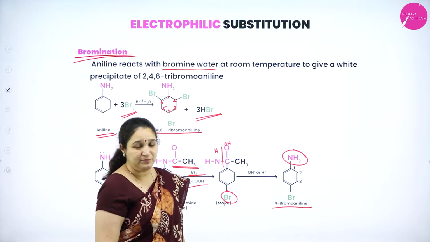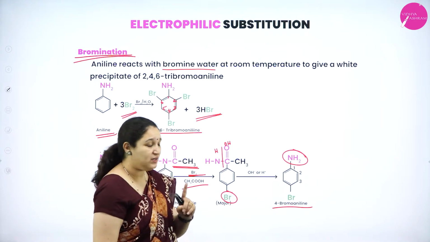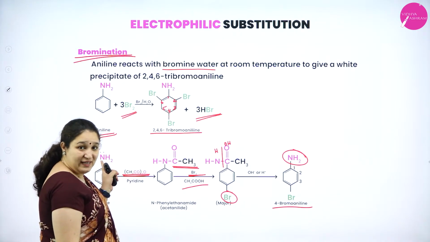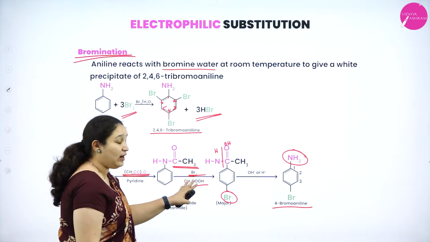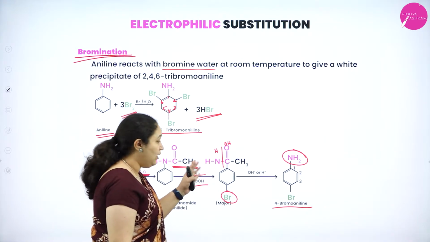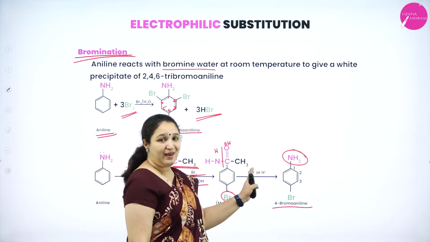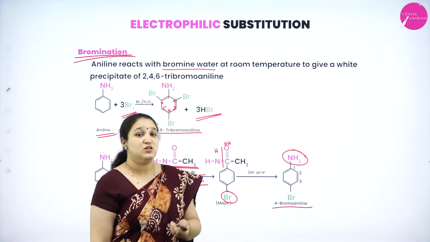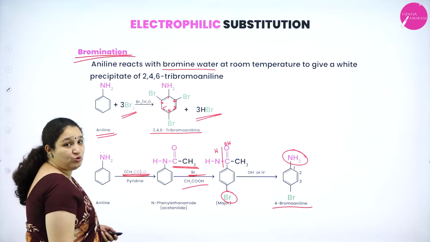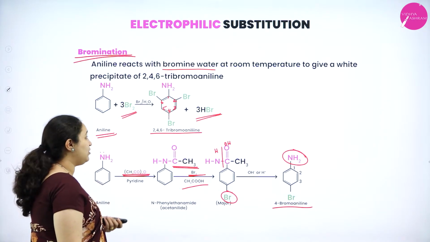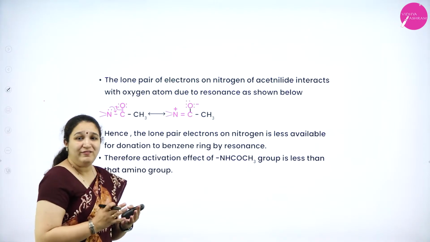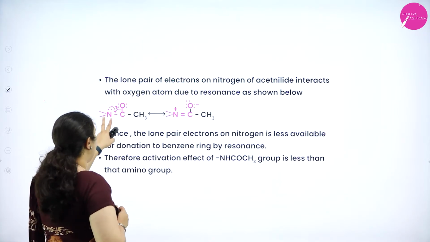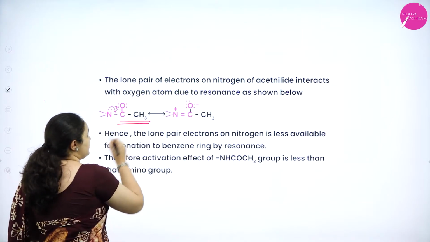So you got a mono-substituted product. Always remember, for a mono-substituted product, the NH2 group should be protected by acylation reaction. Then you have to do whatever substitution you want to do, and then the end product again has to undergo hydrolysis to get back the NH2 group. Okay. So why exactly does the NH2 group become less reactive on protection? When we protect this NH2 group, we are doing acylation. So nitrogen is now attached to COCH3 group.